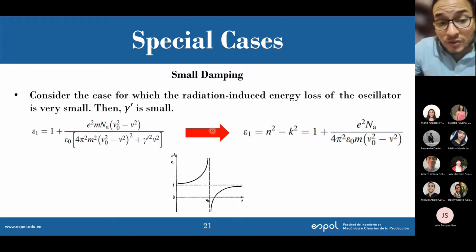And if you consider small damping, basically n squared is the value that will approach infinity, because remember, epsilon 1 is n squared minus k squared. So if this term is going towards infinity, the big term must be n squared. And that is why the index of refraction is quite high for many dielectrics, like glass, because of this condition: small damping, or a small energy loss due to the induced radiation.